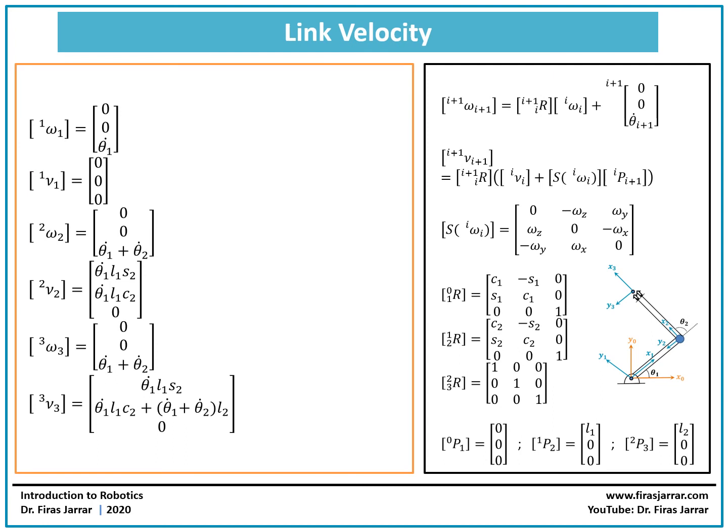So here we have a summary of the results that we obtained so far. This is the angular velocity of link 1, the linear velocity of its origin, the angular velocity of link 2, and so on. And by this we end the example, and we'll see you hopefully next lecture when we cover a new topic.